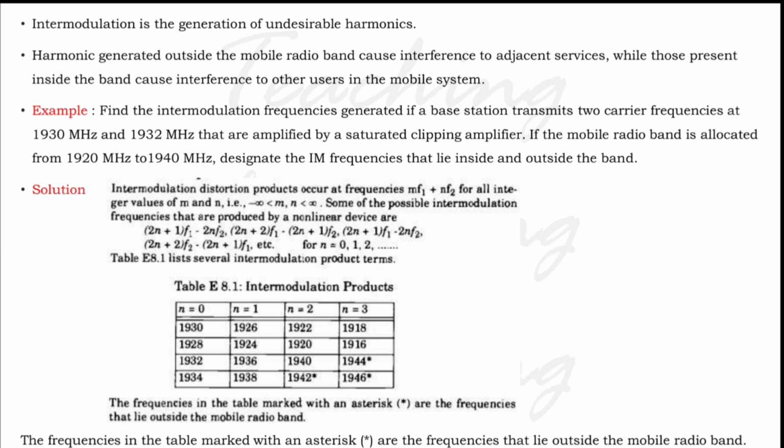Find the intermodulation frequency generated if a base station transmits two carrier frequencies at 1930 MHz and 1932 MHz that are amplified by a saturated clipping amplifier. If the mobile radio band is allocated to 9020 MHz to 9040 MHz, designate the IM frequencies that lie inside and outside the band. So I think you can ignore this because this is not required for the exam. If you want, you can refer to these answers in the PDF. In this video, I am skipping this part.